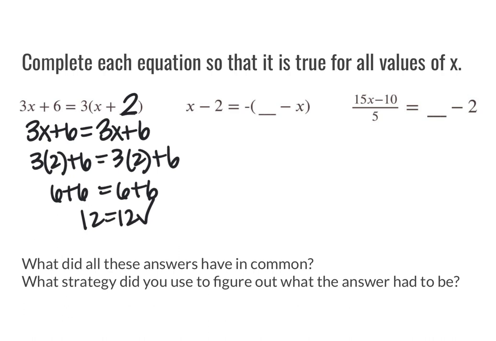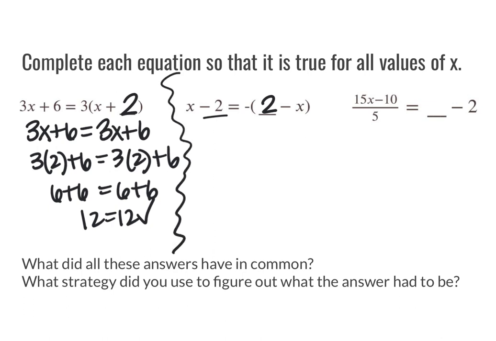So here we have x minus 2 on the left. Again, we want to create equivalent expressions. So what do you think should go in the parentheses? It's going to have to be a number that would allow us to get what? Negative 2, right? Because that's the part that's missing. So I'm going to substitute in a 2.